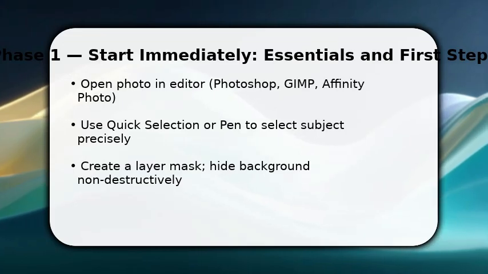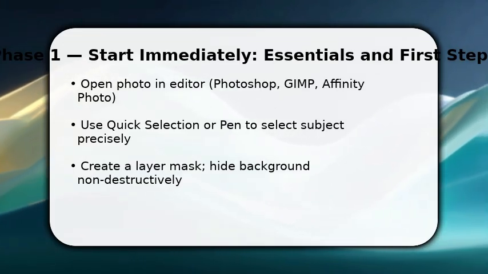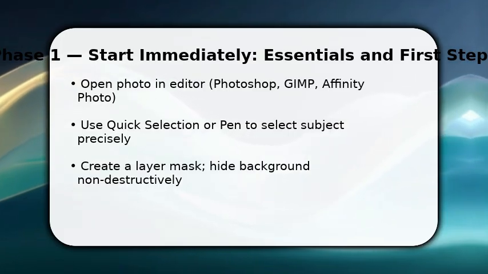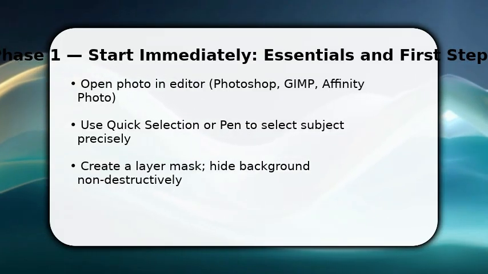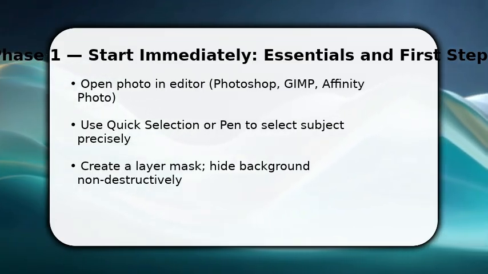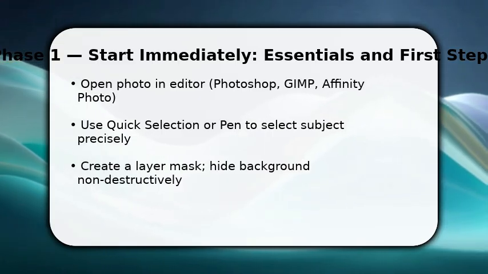Enjoy the video. You start by opening the image in your chosen editor and isolating the subject right away. Use Quick Selection for speed or the pen tool for precision because a clean selection saves time later. Once selected, add a layer mask instead of erasing pixels so you can refine edges.